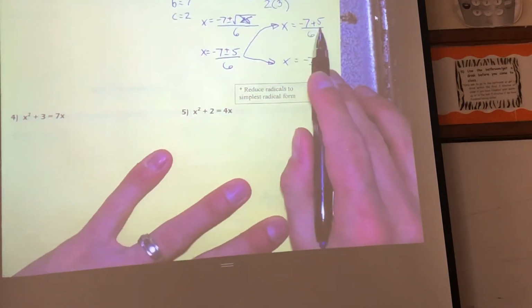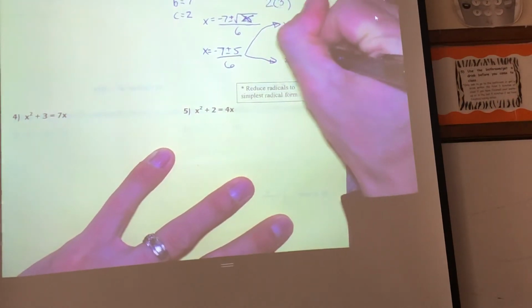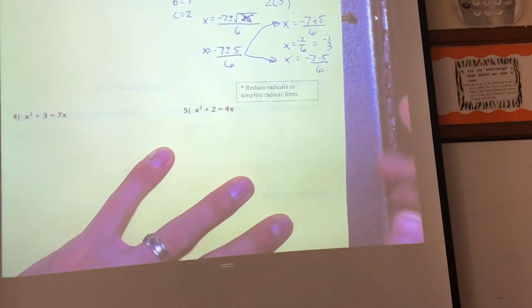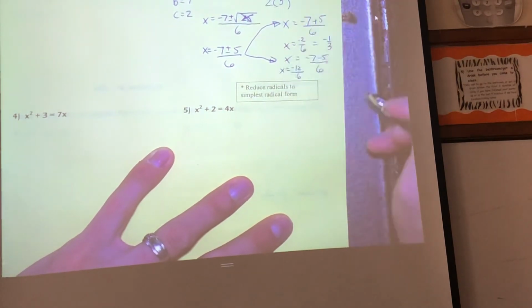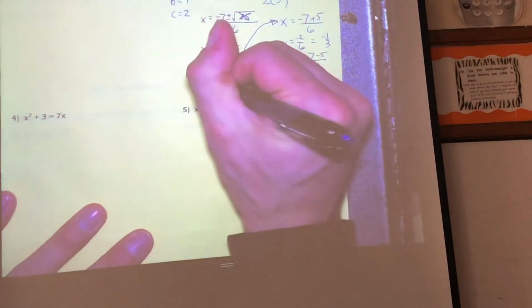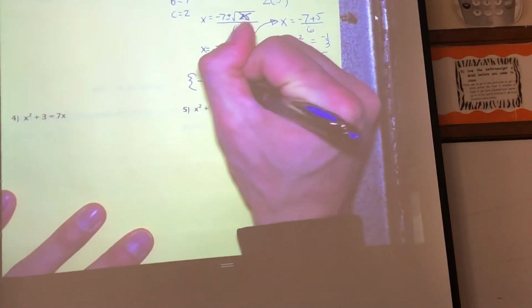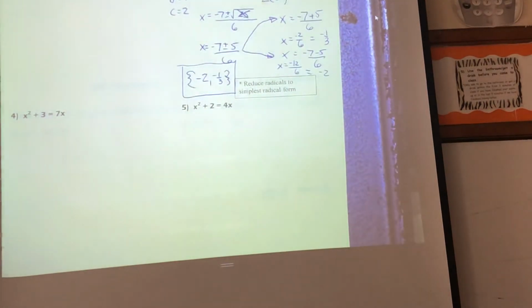So here I have negative 7 plus 5. X is equal to negative 2 over 6, which simplifies to negative 1/3. This one, I have x is equal to negative 12 over 6, which simplifies to negative 2. So this parabola would cross at x is equal to negative 2 and x is equal to negative 1/3. These roots terminate and this one repeats. Therefore, those would be rational roots. We're going to do one more together.